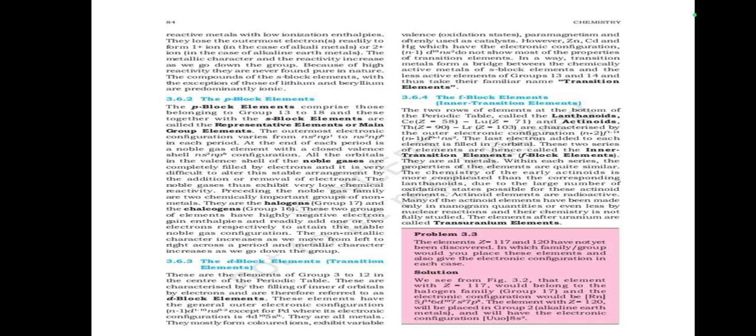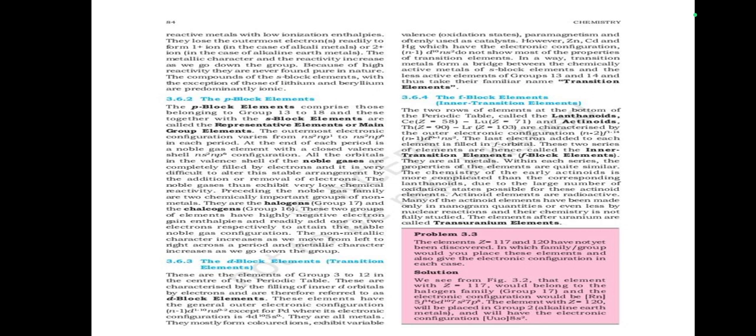The d block elements, the transition elements, are the elements of groups 3 to 12 in the center of the periodic table. These are characterized by the filling of inner d orbitals by electrons and are therefore referred to as d block elements. These elements have the general outer electronic configuration (n-1)d1-10 ns0-2, except for Pd, where its electronic configuration is 4d10 5s0.